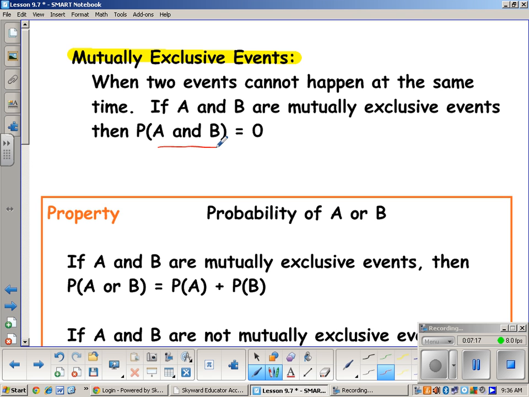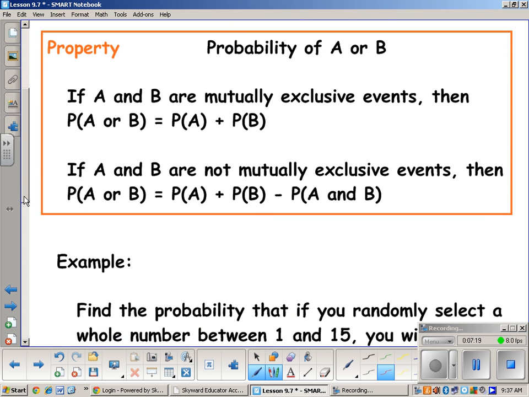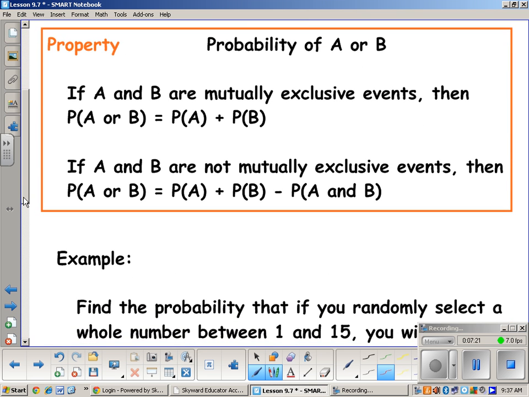Okay? So, if we move on to A or B. If A and B are mutually exclusive events, then the probability of A or B is equal to the probability of A plus the probability of B. Yeah, it's plus.